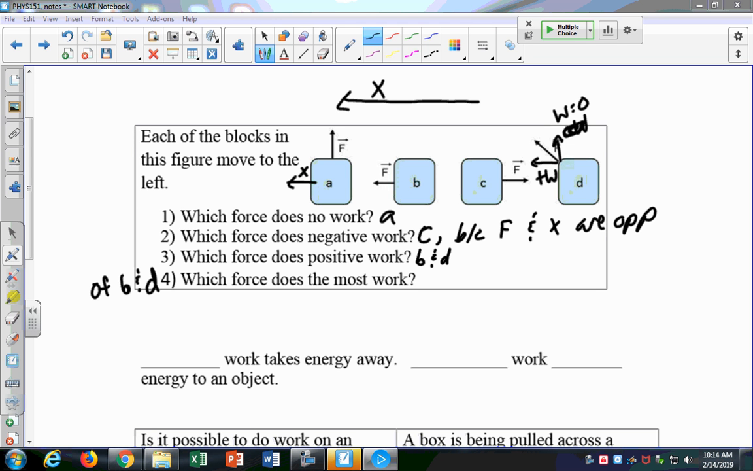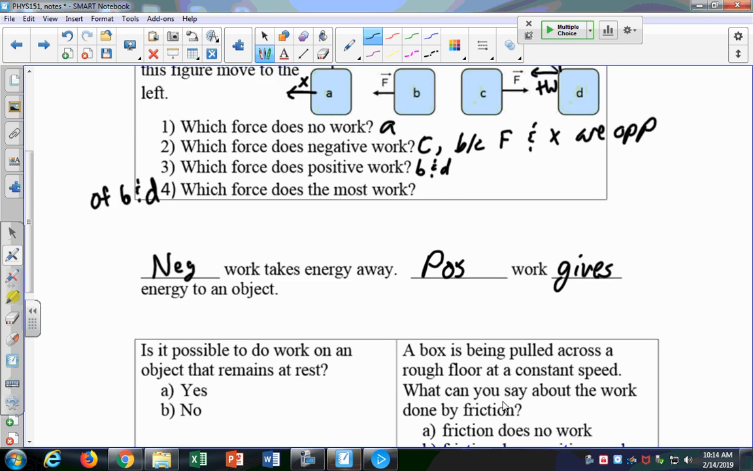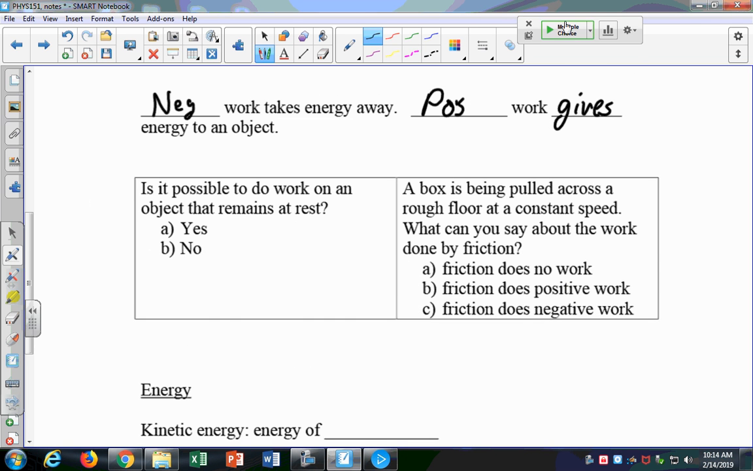We already said this, but it's worth saying again. Negative work takes energy away, and positive work gives energy to an object. All right, we'll do these last two clicker questions. Is it possible to do work on an object that remains at rest? If you have an object at rest, can you do work on it and have it remain at rest?